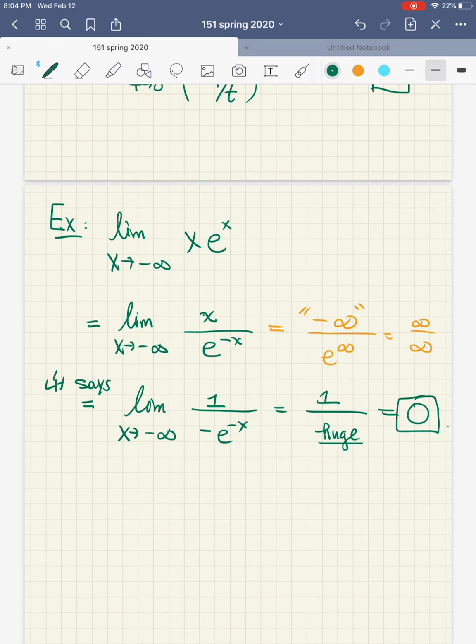So that's a real whirlwind tour of L'Hopital's rule, but it's kind of the details that we'll need.